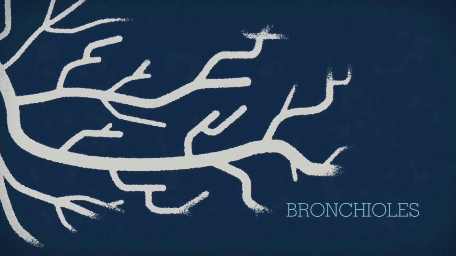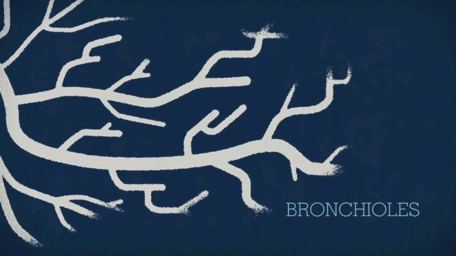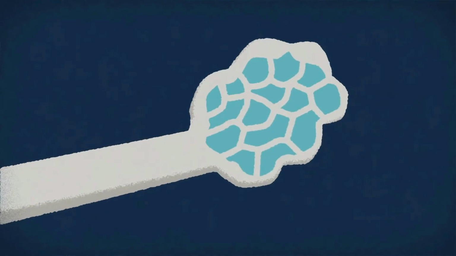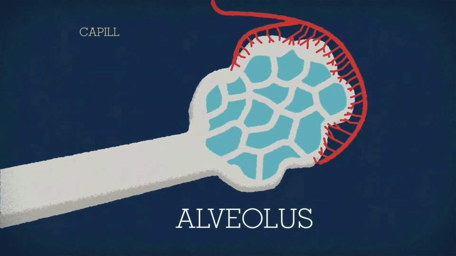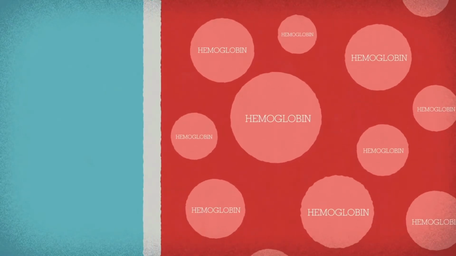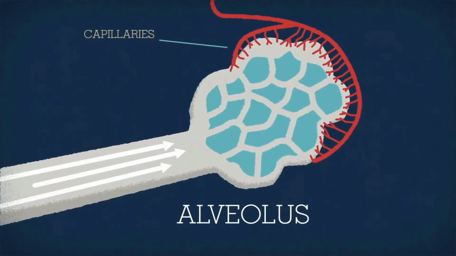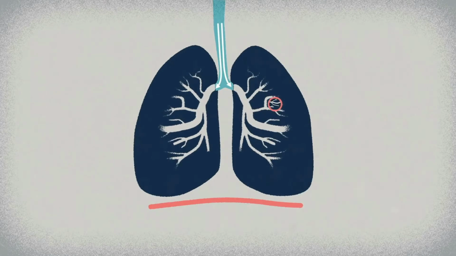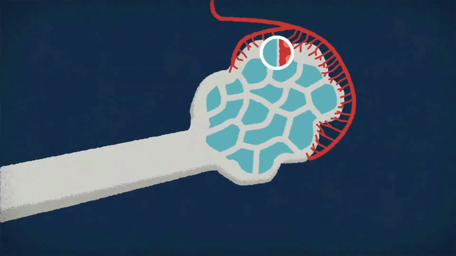Like tree branches, the small tubes divide into thousands of tinier passages called bronchioles. At the end of each bronchiole is an air sac called an alveolus, wrapped in capillaries full of red blood cells containing special proteins called hemoglobin. The air you breathe in fills up the alveoli, causing the lung to inflate. Here is where the vital exchange occurs.